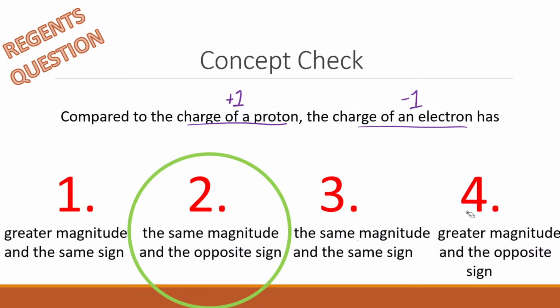So if we were going to see some examples that fit in here: greater magnitude and the same sign would be positive 2 for electron and positive 1 for proton. Here, for electron, negative 1, proton, positive 1: same magnitude, opposite sign. Same magnitude and the same sign would mean that electron and proton are both positive 1, or both negative 1. Greater magnitude and the opposite sign would mean that an electron would have a negative 2 and a proton would have a positive 1. The only one that matches is choice 2. Magnitude is going to refer to the number, while sign is going to refer to the sign.